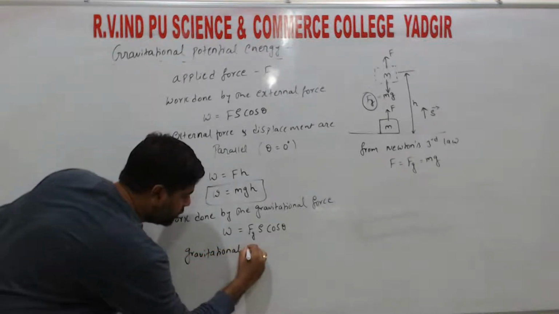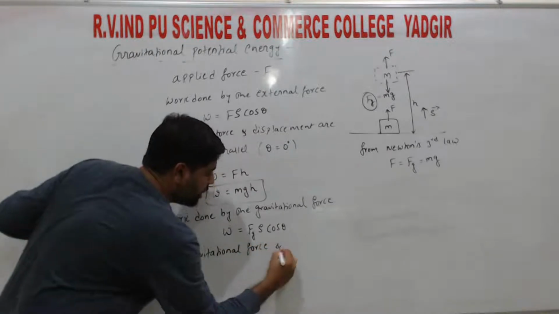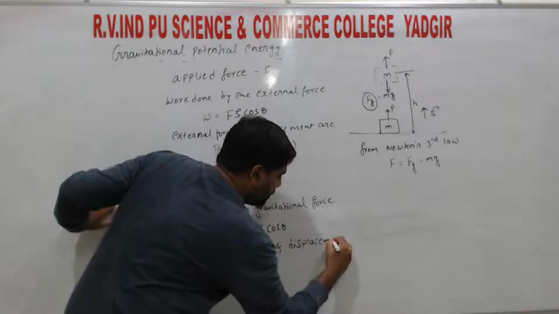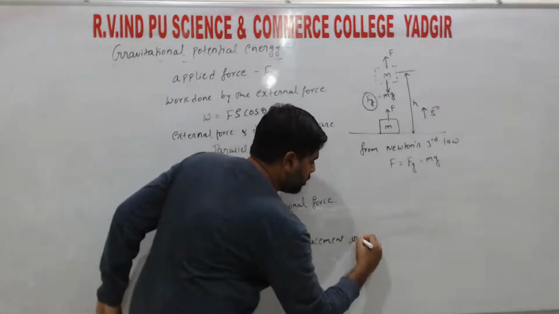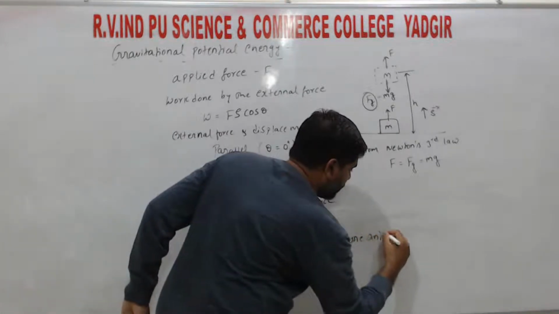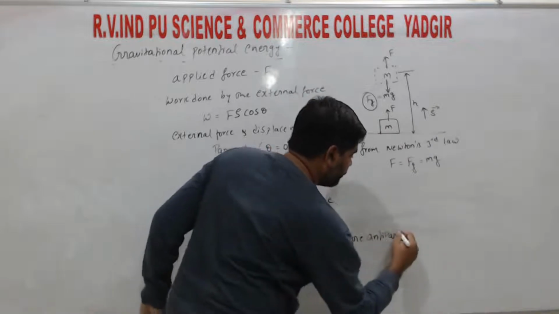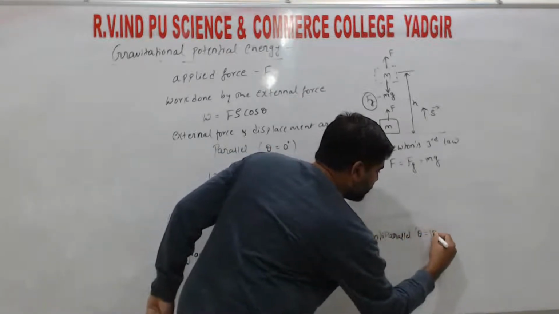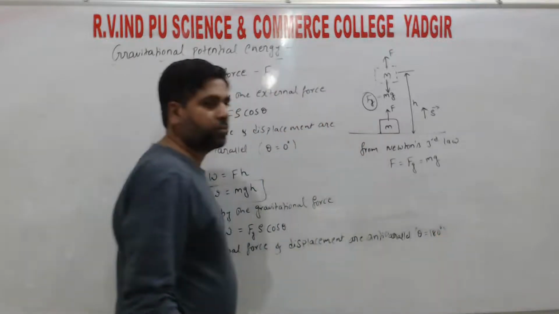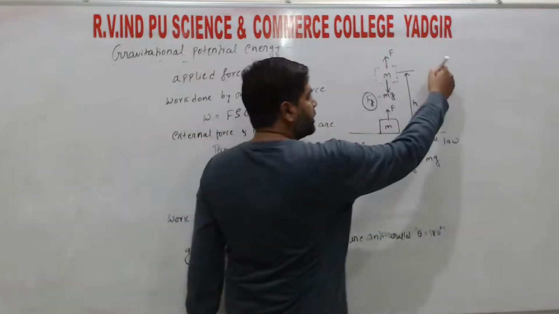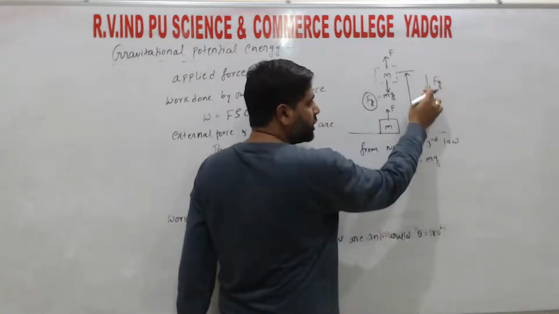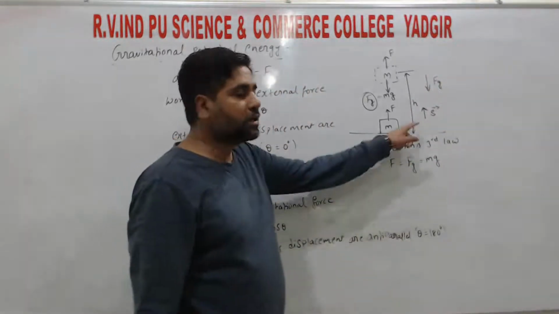Gravitational force and displacement are anti-parallel. That means angle theta is equal to 180 degrees, right? So one vector is acting in the downward direction, that is the force, and another vector is acting upward, that is the displacement.